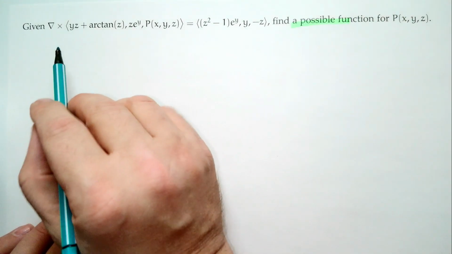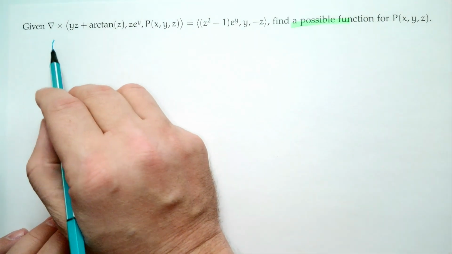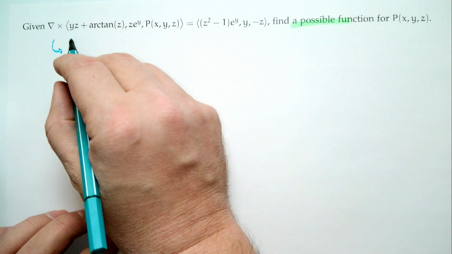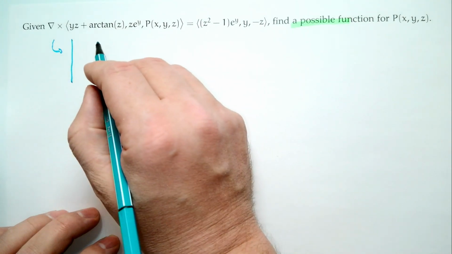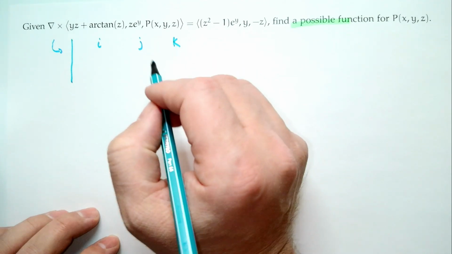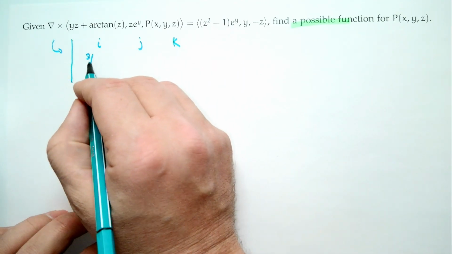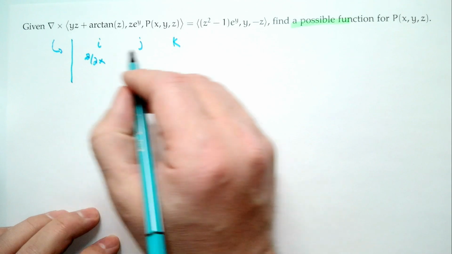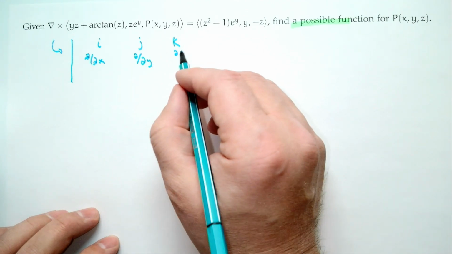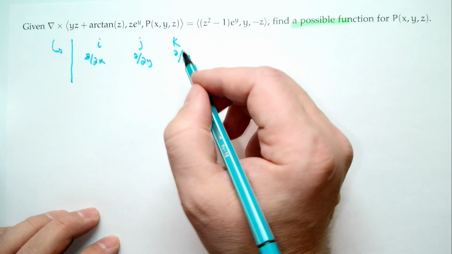Okay, so del cross. The way that we do the curl, or at least the way I like to do it, because it's the easiest thing for me to remember, is to remember the process. So I'm going to take a 3 by 3 determinant. I have i, j, k. The vectors fill the first row. The partial derivatives, these operators, fill the second row: derivative with respect to x, derivative with respect to y, and derivative with respect to z.